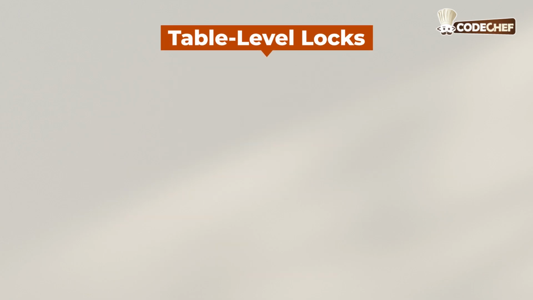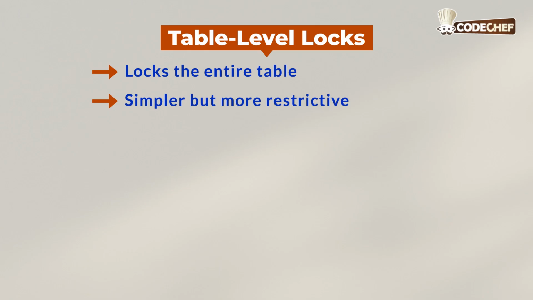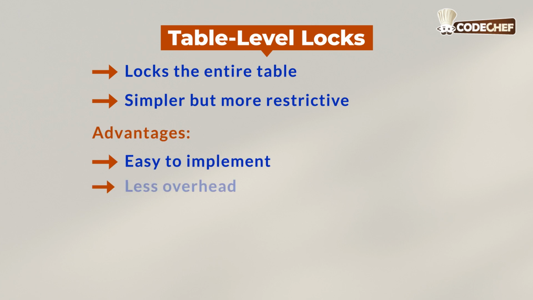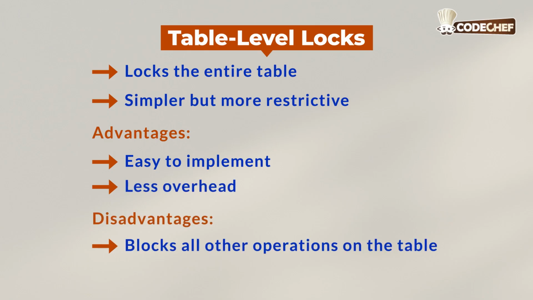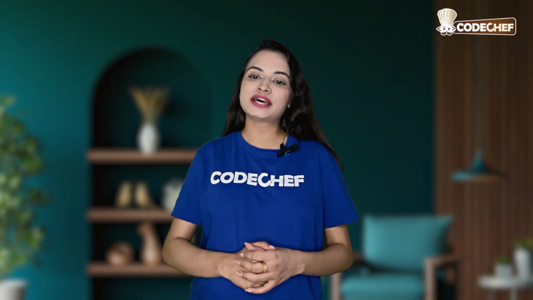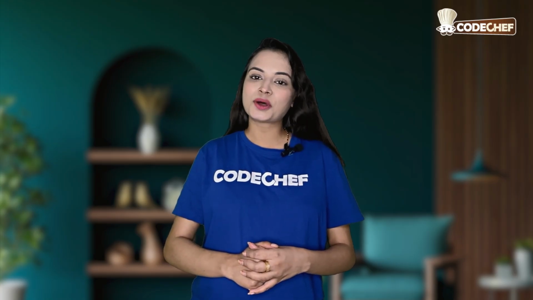Table level locks. First, it locks the entire table, while the row level locks are applied to individual rows. Then it is simpler but more restrictive. Why is it more restrictive? Because it is locking the entire table. Its advantages are that it is easy to implement and it has less overhead. Its disadvantages are that it blocks all other operations in the table. Second, it reduces concurrency.